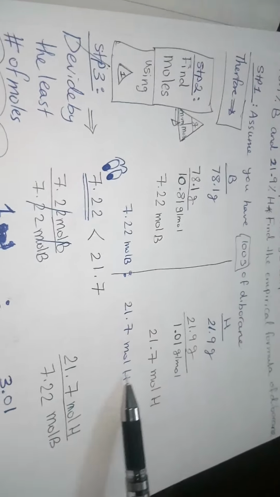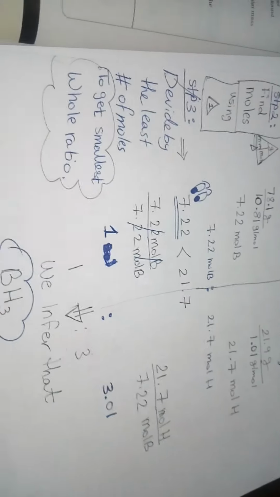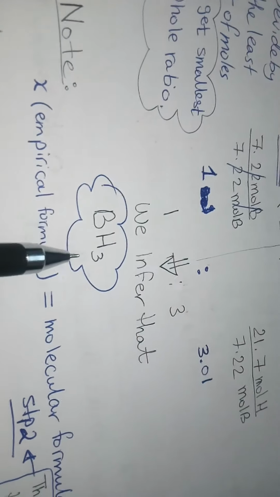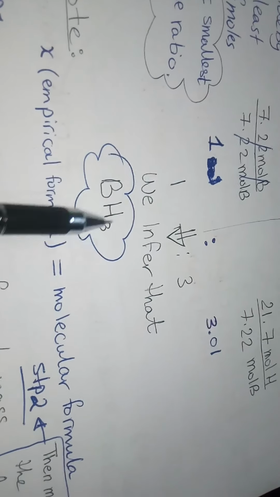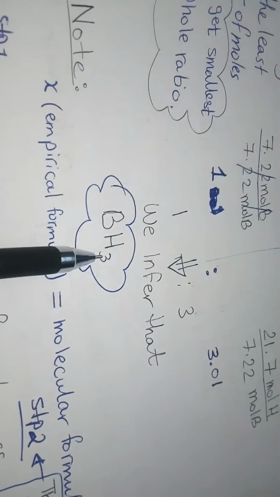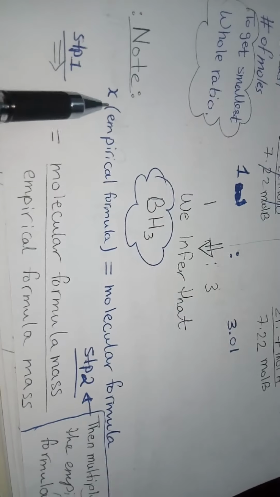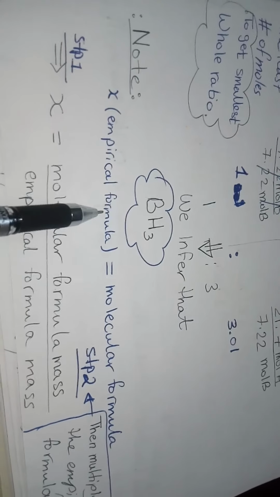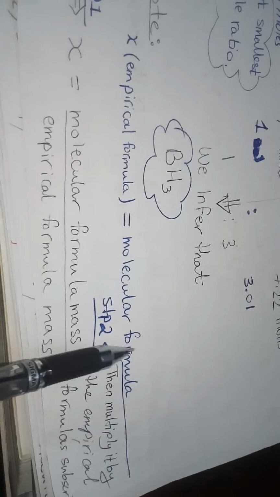Remember, this is the side of the hydrogen, all of these calculations all through. Okay, so the empirical formula, we inferred that the empirical formula is BH3. As you can see, 1 mole for B, 3 moles for H. We have a note over here: X multiplied by empirical formula equals molecular formula.